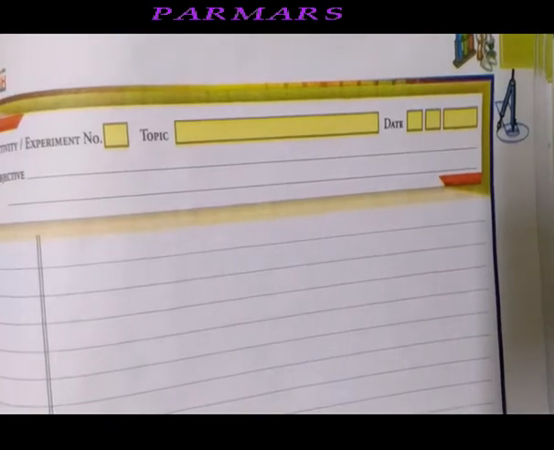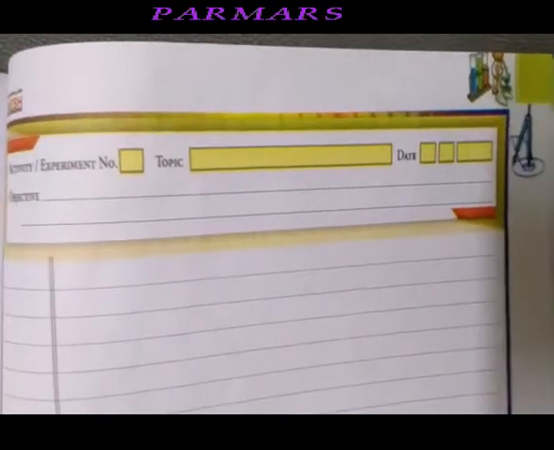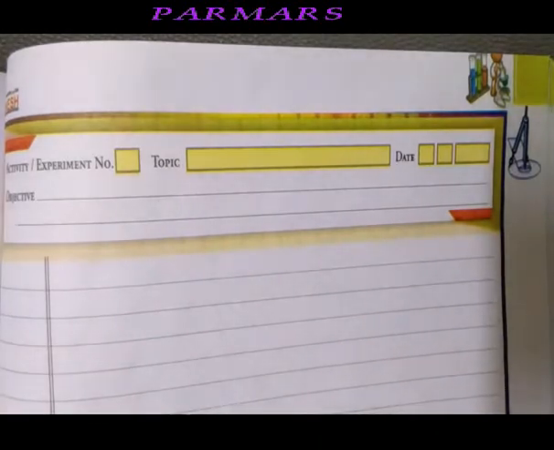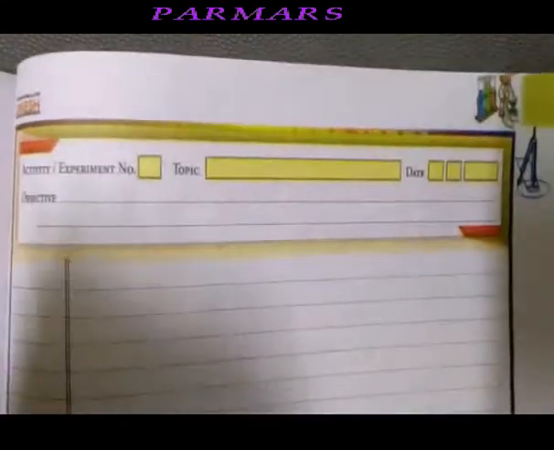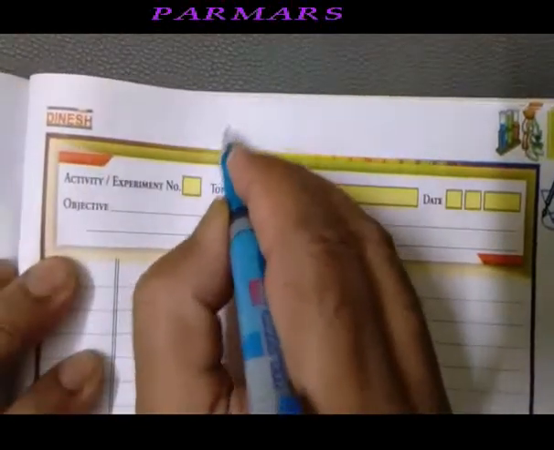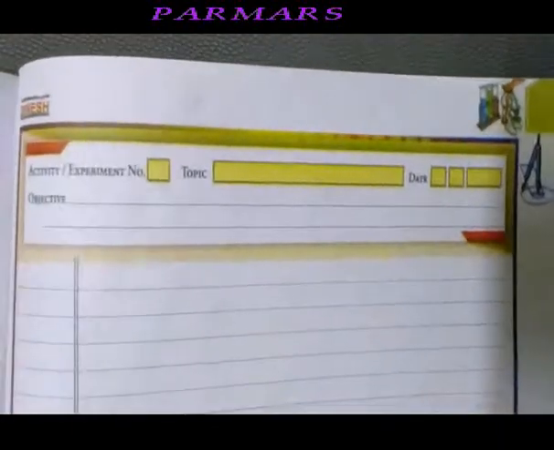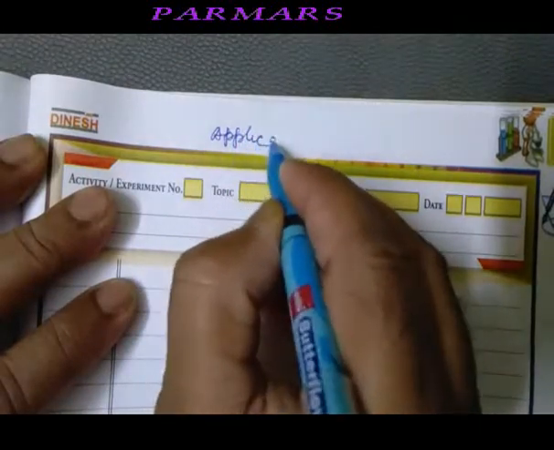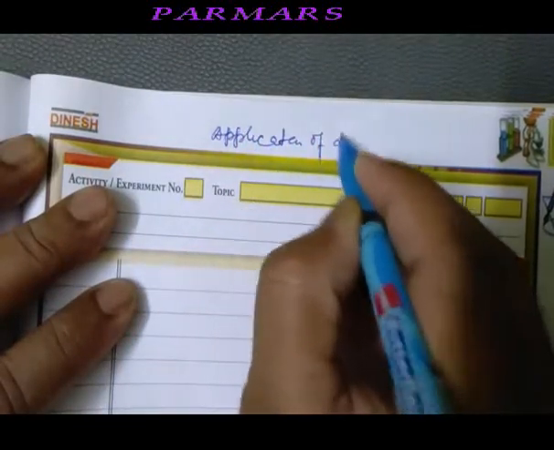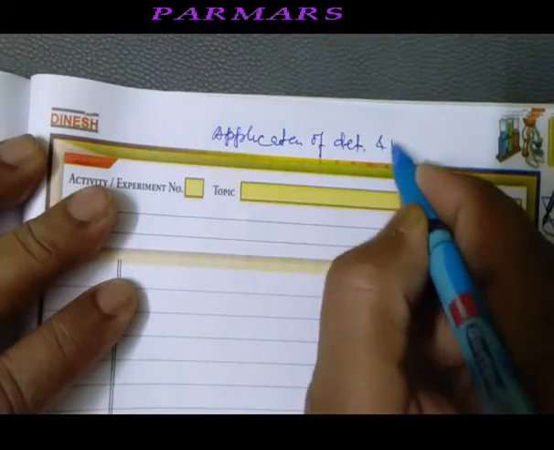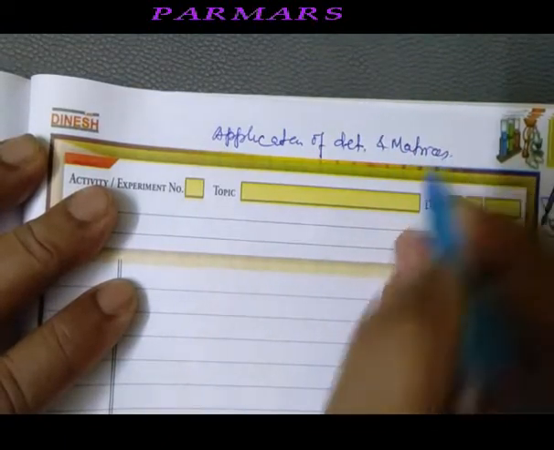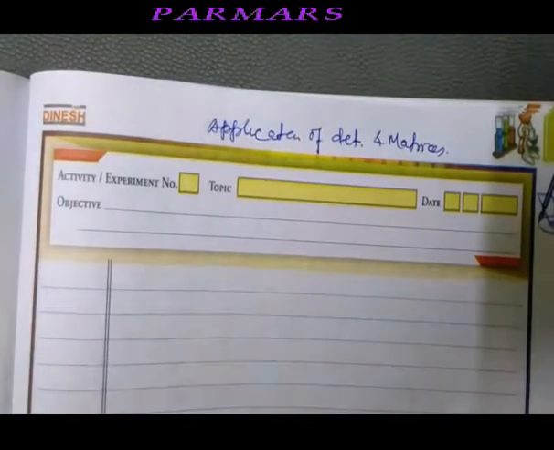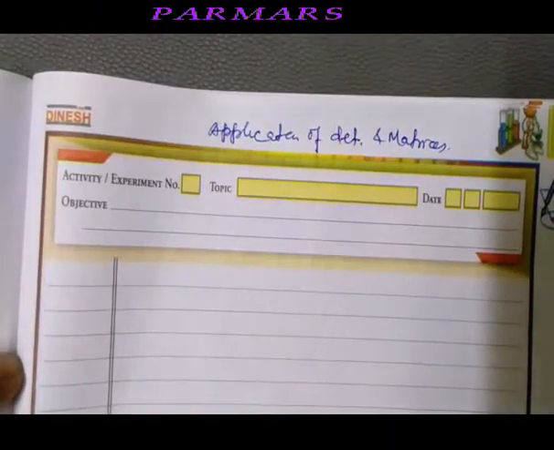Today we are going to do some problems based on application of the determinants and matrices. Yesterday we have learned applications of determinant as well as matrices.